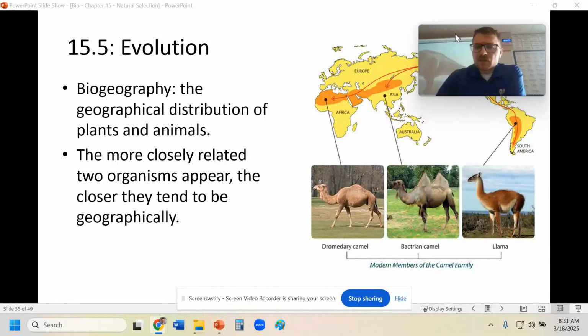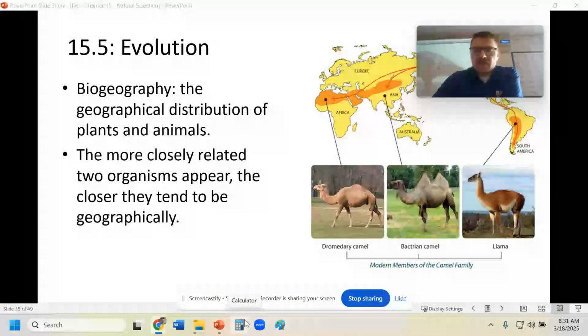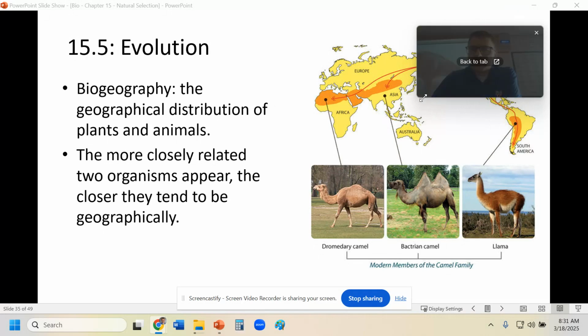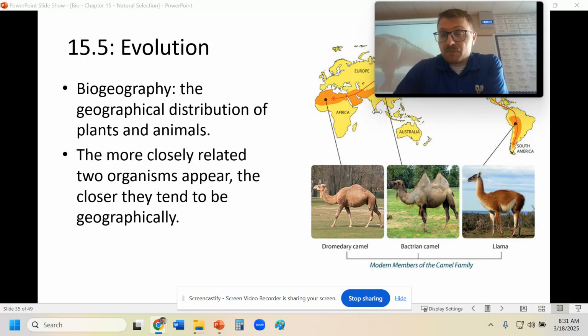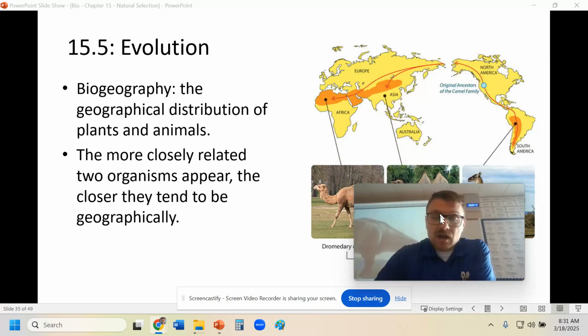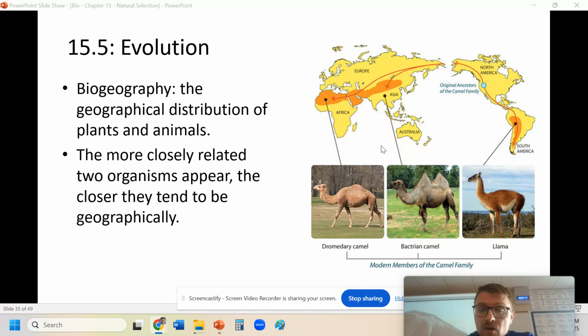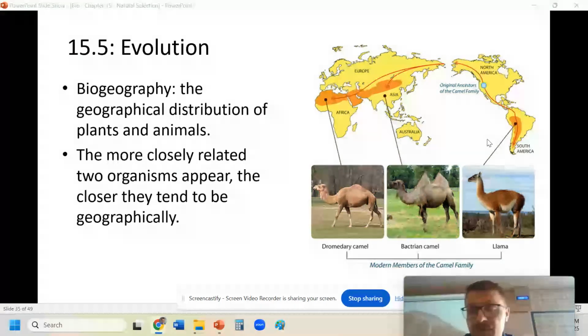A couple of different concepts I want to go over in the next section, 15.5, relate to biology and are about how species change. Something we look at when we look at evolution is biogeography, and this has to do with where organisms are placed. You can see here these organisms look very similar because they evolved from a recent common ancestor. Biogeography is the distribution of how plants and animals, more specifically, are located on the Earth.